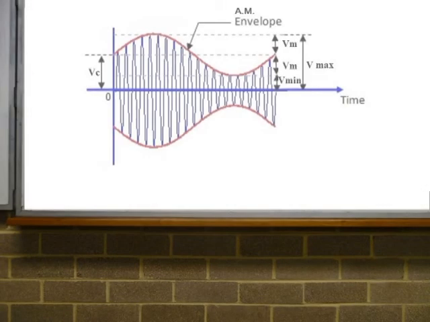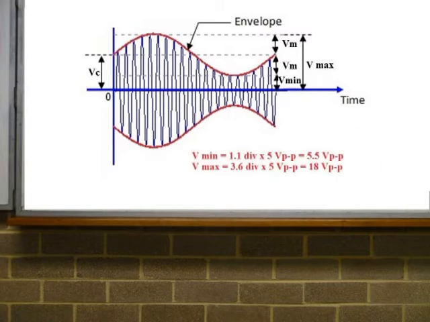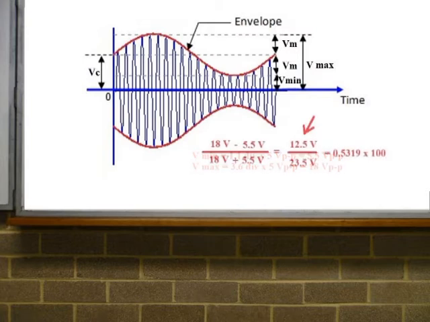AM envelope, 1 kHz on AM envelope, 100 kHz carrier component. V min equals 1.1 divisions times 5 volts equals 5.5 volts. V max, 3.6 divisions times 5 volts equals 18 volts. 12.5 volts divided by 23.5 volts equals 0.532 times 100, 53.2% AM Modulation Index.